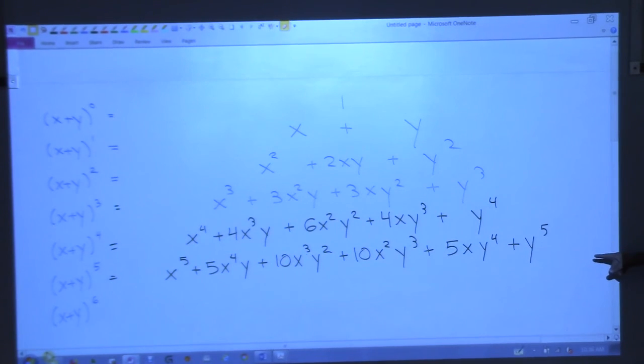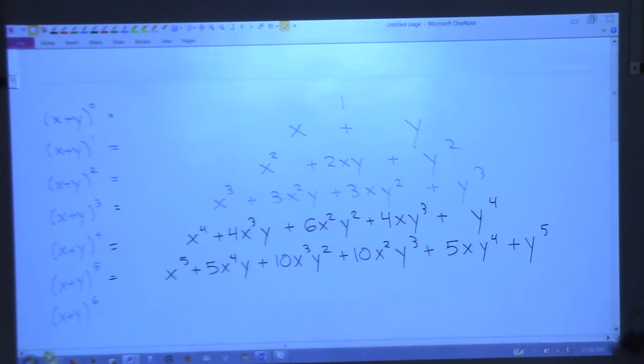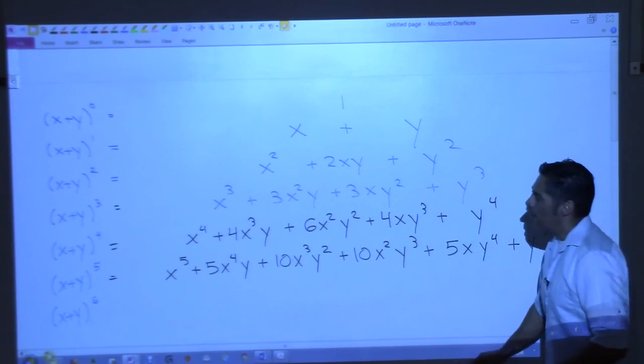Okay, so this right here, I did show you all this. I remember I did. I know I did, in Cal 1. Oh, to prove the power rule. This is how you prove the power rule. So this was discovered a long time ago, that there's a pattern here.